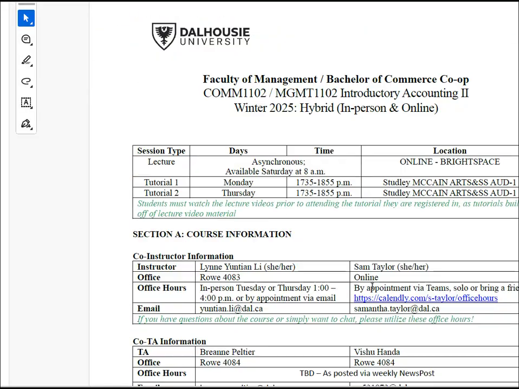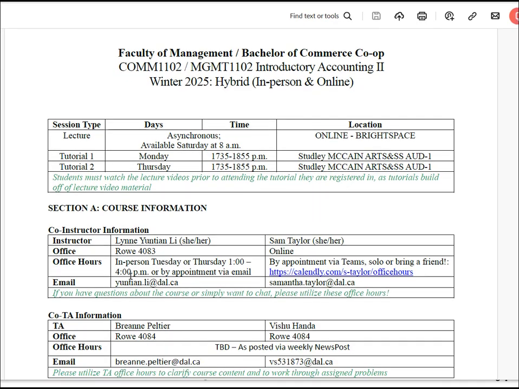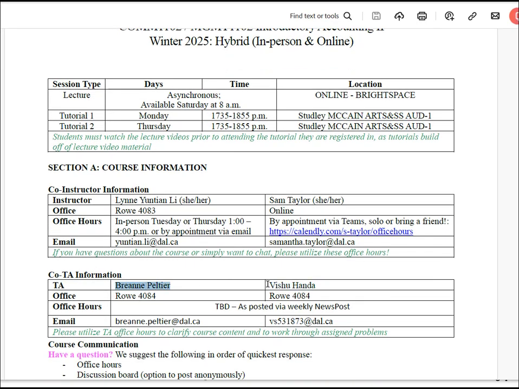Hint, hint, nudge, nudge. This is us. Come see us. Office hours are posted in the weekly news chat. I'm available via appointment, and the professor is in person Tuesday or Thursday, 1 to 4 p.m.